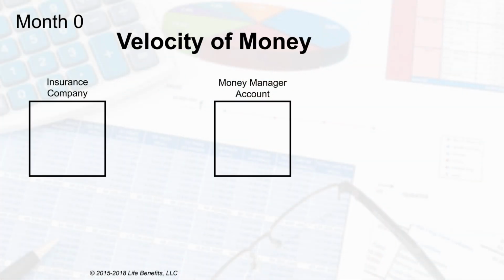You have the velocity of money, you funded a life insurance policy. Let's say that you have $20,000 cash value with the insurance company. Well, the insurance company will give you a loan for $20,000 of the cash value. You'd need a little bit more than that because they'll save out interest for the first year in advance, but we'll show that being paid at the end of the year here. So the $20,000 now comes over to the money manager account.